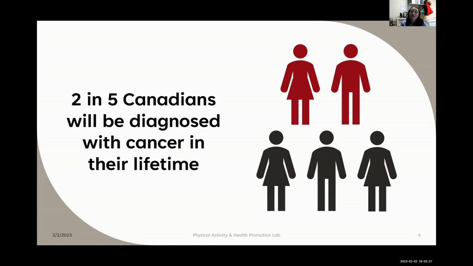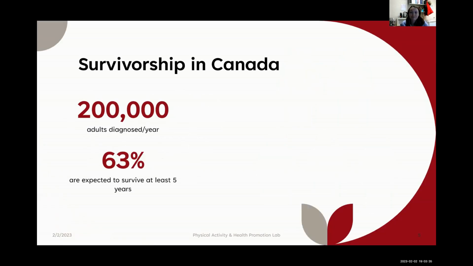However, the work in our lab that I'm going to highlight tonight focuses on cancer. And that's because 2 in 5 Canadians will be diagnosed with cancer in their lifetime, and that equates to about 200,000 adults being diagnosed a year. However, with improvements in detection and treatment, the average 5-year survival rate is 63%.